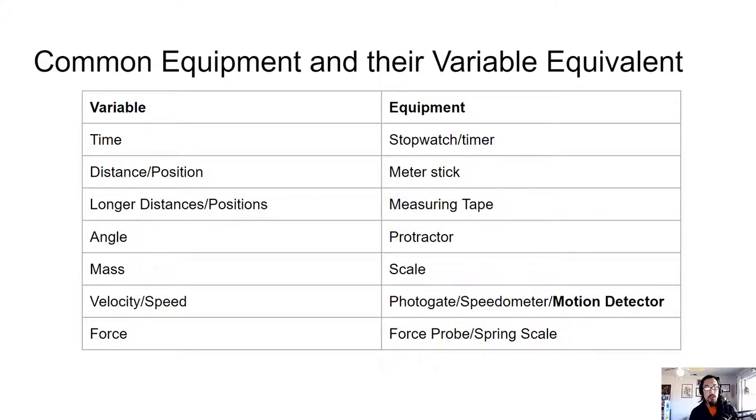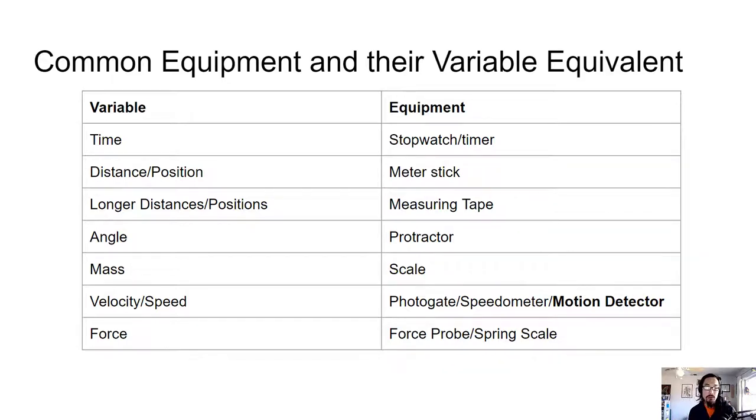So to measure time, okay, we use a stopwatch or a timer. To measure distance or position, we use a meter stick. Now, if it's a longer distance, sometimes you can get away with saying you use measuring tape, like the ones that really expand out. If you're measuring an angle, use a protractor. If you are determining the mass, you have to use a scale. Notice this is measuring mass and not weight. Okay, so be very specific with that.